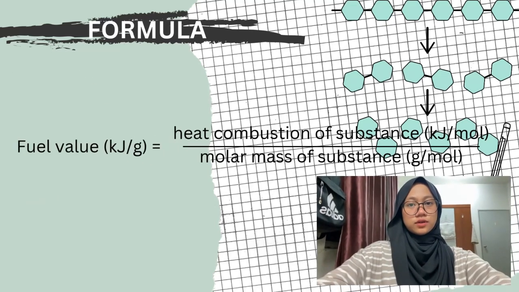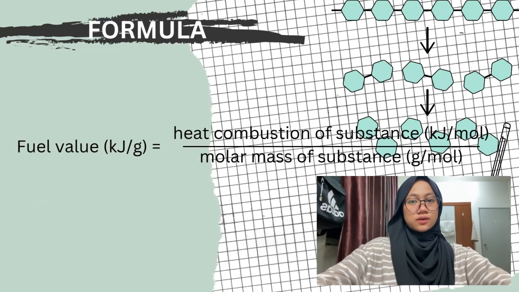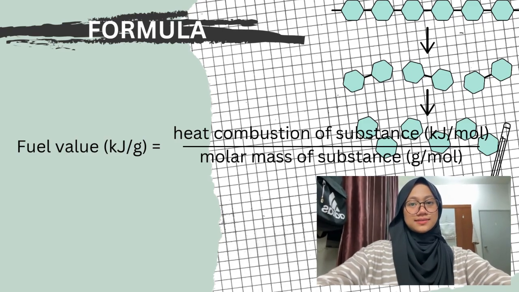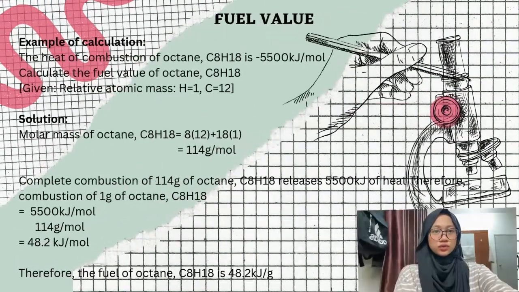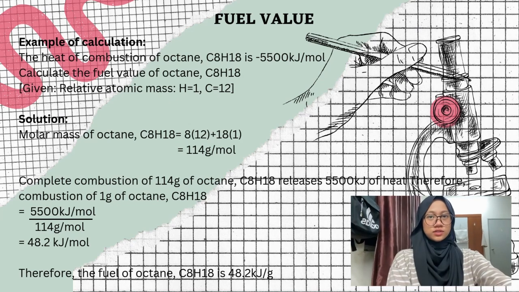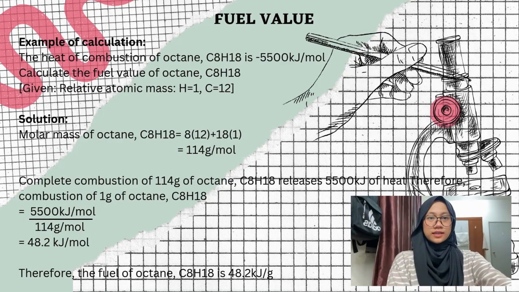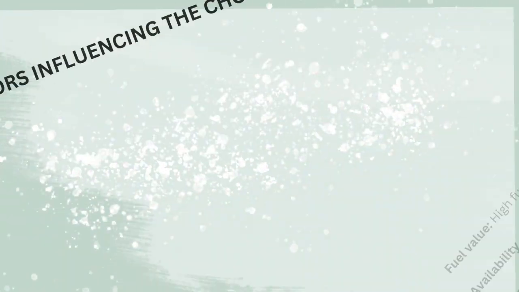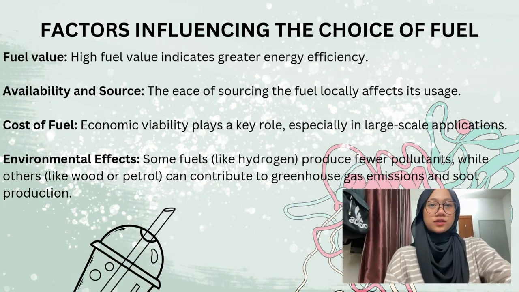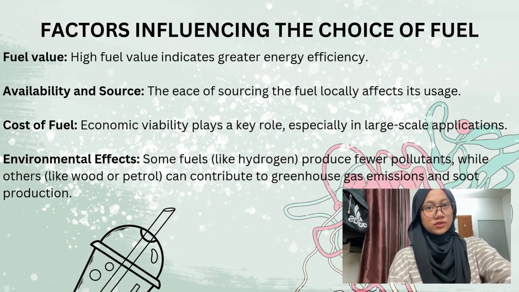This is the formula for fuel value, which is heat of combustion of substance divided by molar mass of substance. This slide shows an example of calculation of how to find a fuel value. Now I would like to talk about factors influencing the choice of fuel.